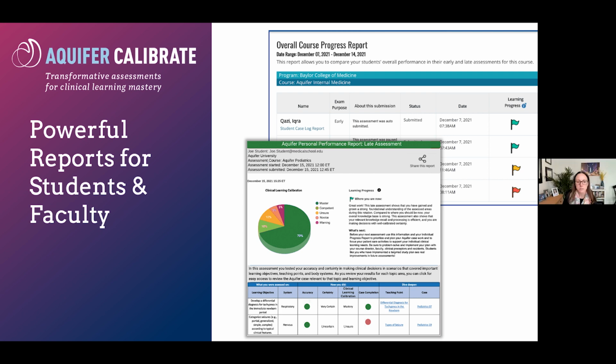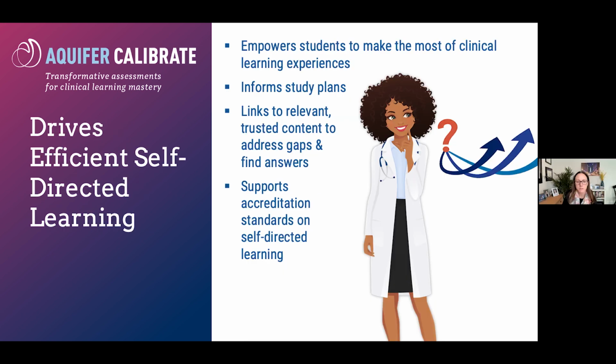Faculty and programs receive high-level views of student performance and detailed views of cohort performance for curricular planning. With their complete learning picture identified, students are now armed with the information they need to create targeted study plans. Calibrate's detailed results help students take the next step, providing what they need not just to find the answer, but to understand the clinical context and to leverage this information throughout their patient care experiences.